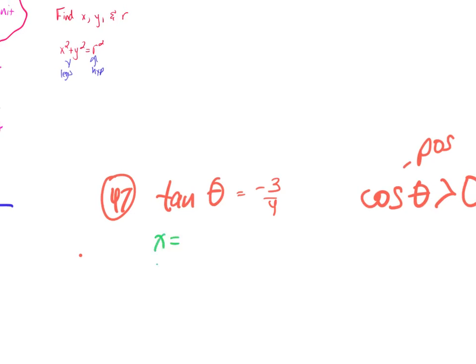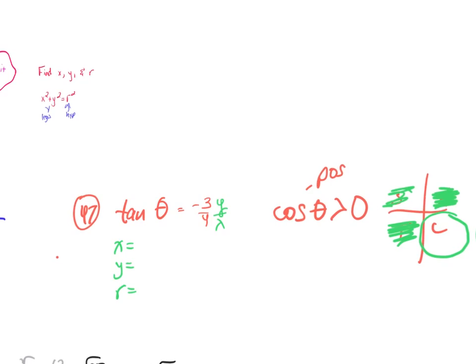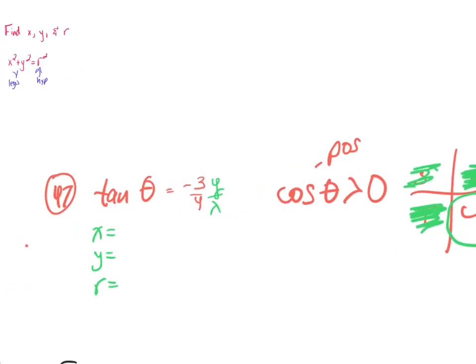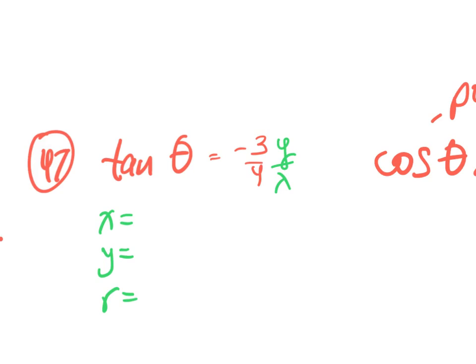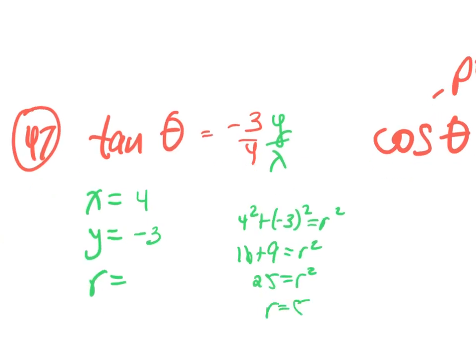So I have my X, my Y, and my R. Tangent gives me Y over X. So looking at this, my X is positive, Y is negative. So I have my Y is negative 3, my X is positive 4, and my R we'll figure out now. So I have 4 squared plus negative 3 squared equals R squared. 16 plus 9 equals R squared, so 25 equals R squared, which means R is 5.